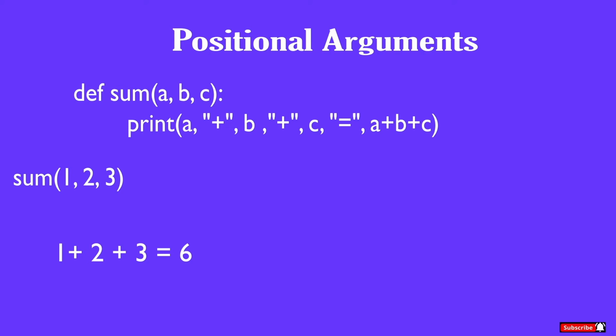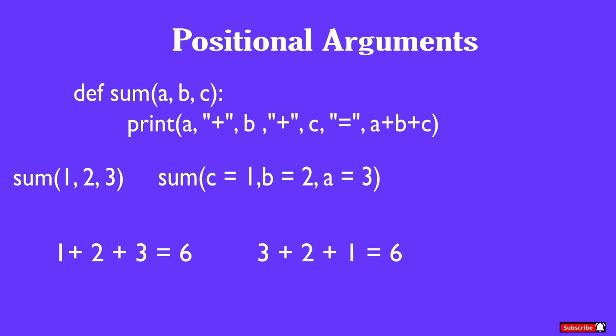We can even use keyword arguments instead of positional arguments. Let's try using keyword arguments. If we use keyword arguments, then we need not worry about positions. Run the code, the output will be 3 plus 2 plus 1 equal to 6. You can see the order of it when compared to the previous one, right? The arguments are stored based on the keywords that you have defined.